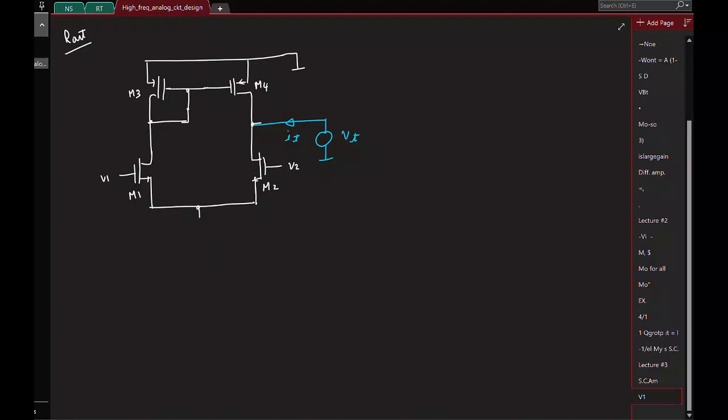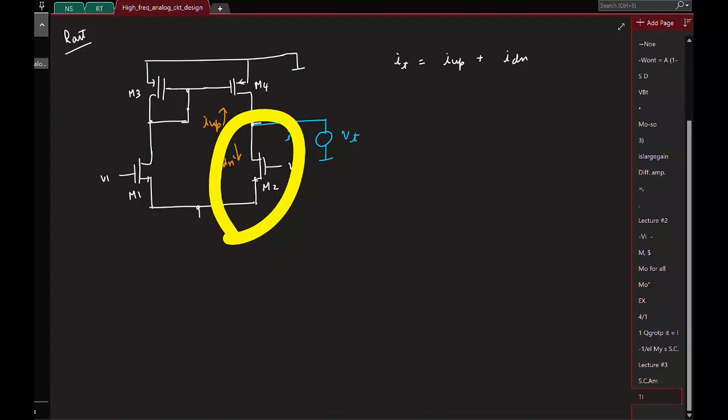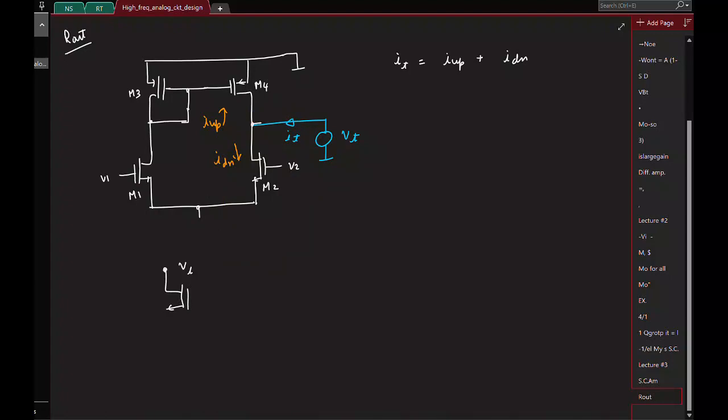Now this current IT has 2 contributions, one that is flowing down and one that is flowing up. So IT is basically I up plus I down. So first let's quickly find what is I down. If you look at the circuit looking down, we have the transistor M2, and here is where we have the voltage VT applied, and looking here, what is the impedance?